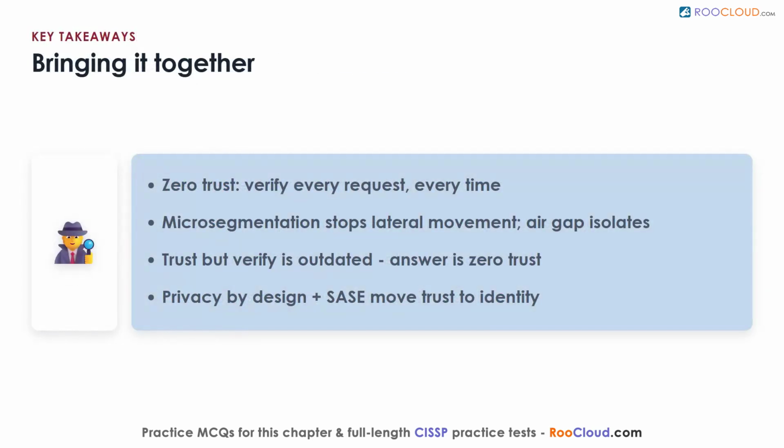Zero Trust throws out the safe inside assumption and verifies every request, every time. Microsegmentation walls the network into zones to stop lateral movement, and an air gap goes further with total isolation. Trust but verify is the outdated model, and today the answer is zero trust. Privacy by design bakes protection in from the start, and Secure Access Service Edge delivers zero trust security from the cloud, right at the edge. Together, these move trust from the network boundary to the identity itself.